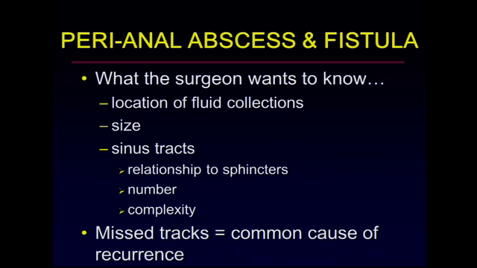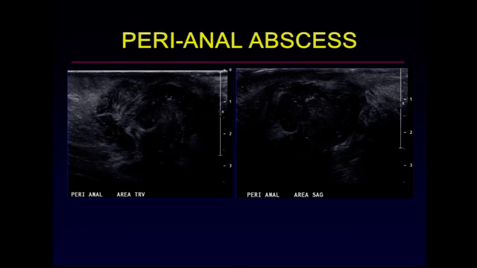And if there are sinus tracts or fistula, they need to know the relationship of these to the sphincter, the number, and the complexity. And this is very, very important because when they go in to drain or resect these abscesses or fistulas or sinus tracts, missing a sinus tract is the most common cause of recurrence of this type of pathology.